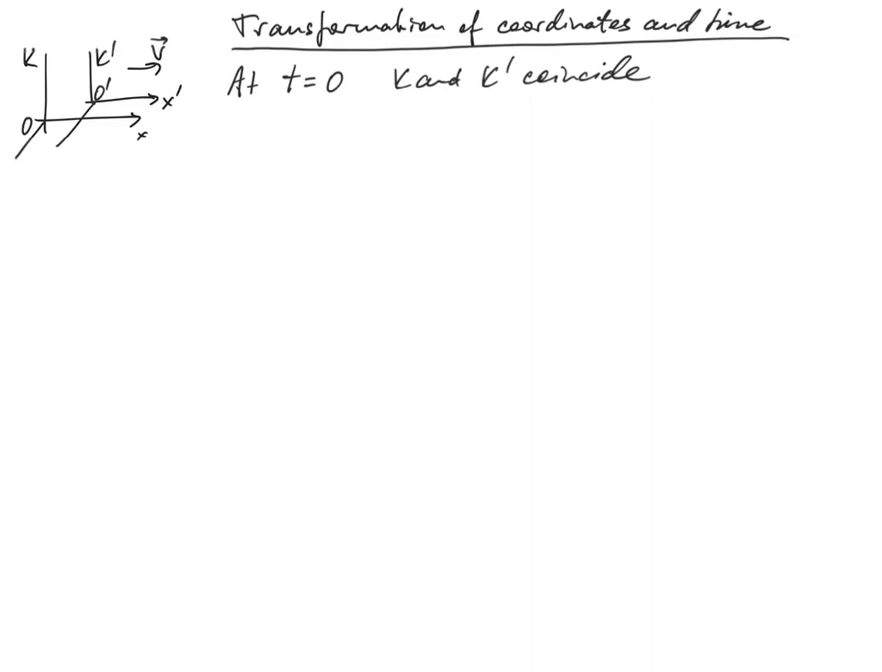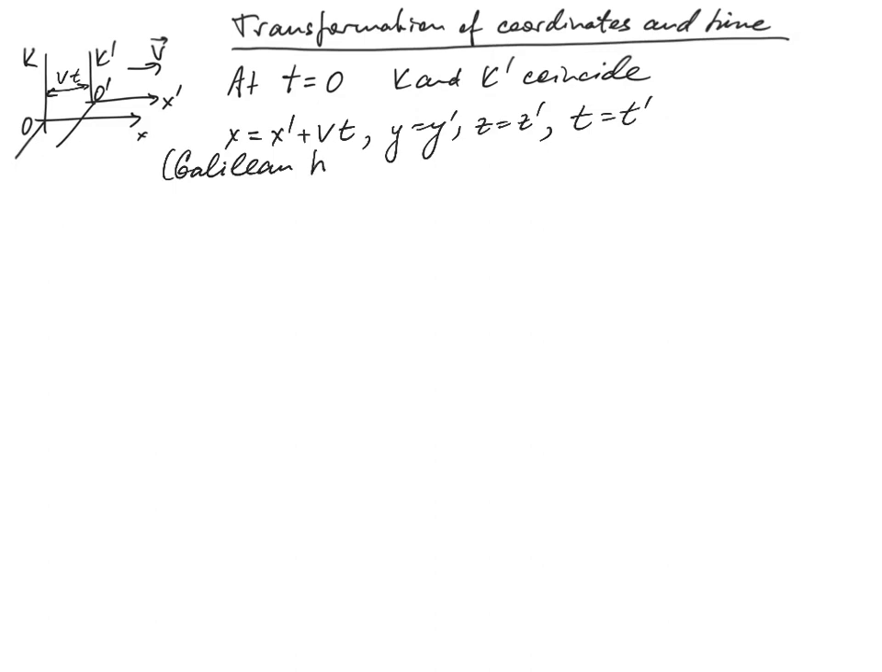Then, in classical physics, it's easy to see that the coordinate x is expressed through x prime by simply adding vt, right? So the distance here is equal to vt. Now, nothing happens to y and z, and because time is absolute in classical physics, t is equal to t prime. So this is called the Galilean transformation.